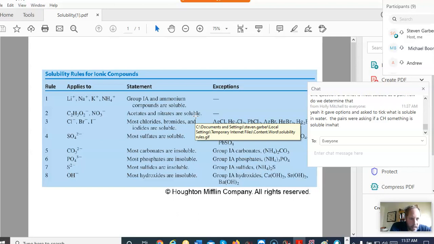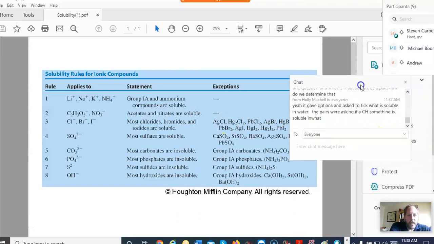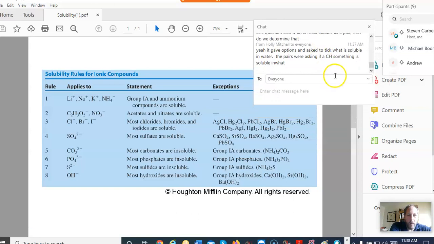Yeah, it gave options and asked to tick what is soluble in water. The pairs were asked if a CH something is insoluble in water. So this probably has to do with when we talk about the intermolecular forces. Something that has hydrogen bonding is also soluble in something else that has hydrogen bonding. If you just have a molecule that just has carbons and hydrogens, that's very nonpolar. So that would be van der Waals forces, so that would be soluble in something else that also has just van der Waals forces.